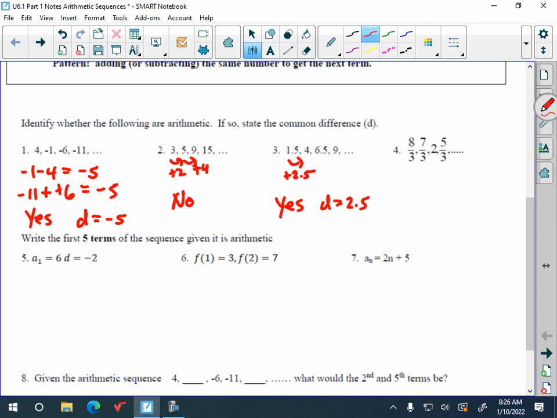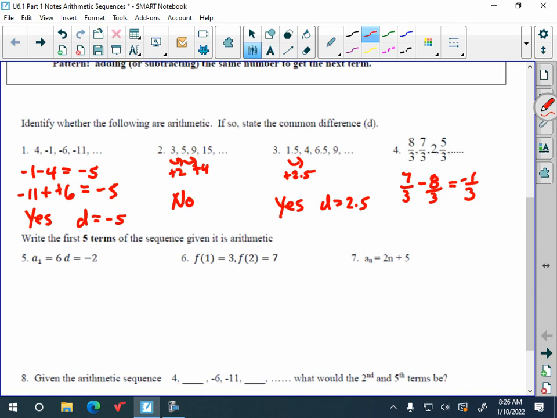All right, number 4. 8/3, 7/3, 2, 5/3. Well, I know to get from 8/3 to 7/3, I would have to subtract 1/3, right? Again, your calculators, just put in 7/3 minus 8/3, negative 1/3. So now we want to see, do we get the same answer?